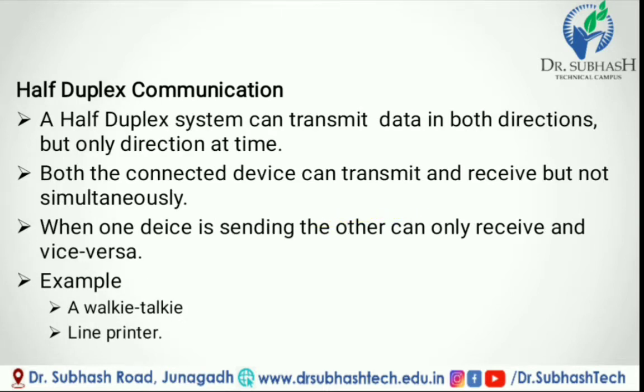Next, half duplex communication. In half duplex, a system can transmit data in both directions but only in one direction at a time. That means half duplex mode supports two-way traffic but in only one direction at a time. Both connected devices can transmit and receive but not simultaneously. When one device is sending, the other can only receive, and vice versa. Examples of half duplex communication include line printers, polling of buffers, and modem communication.